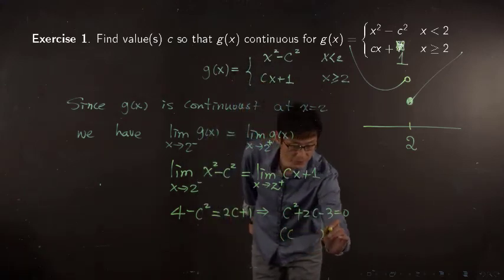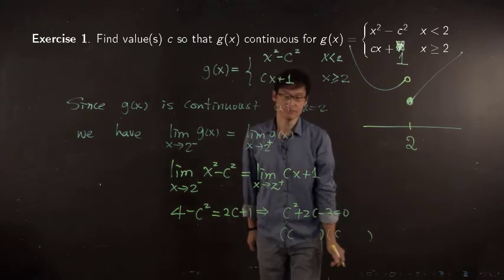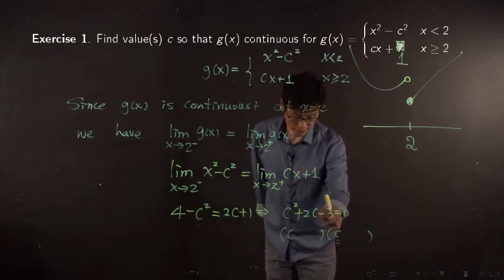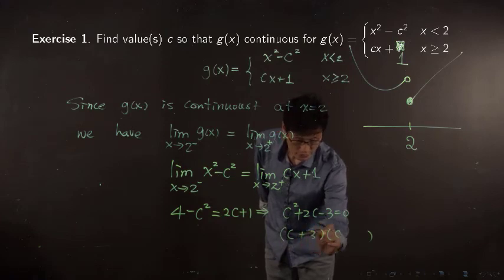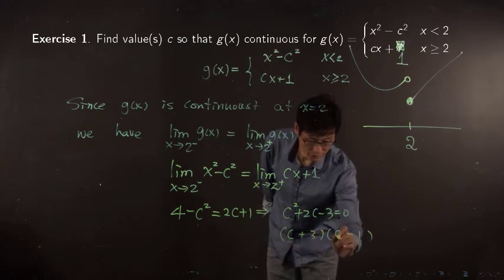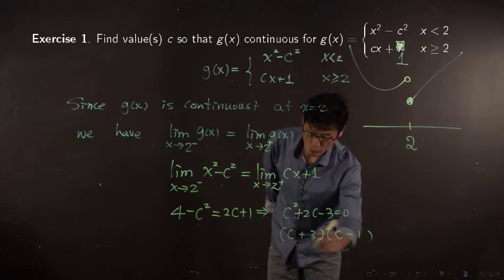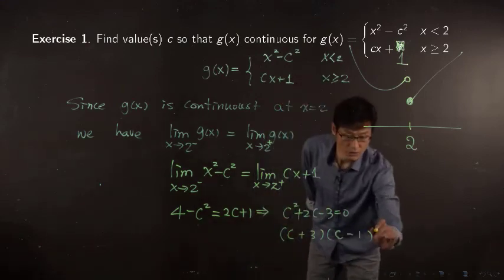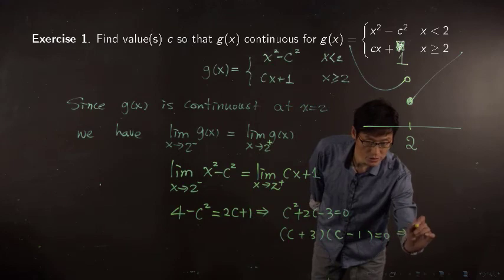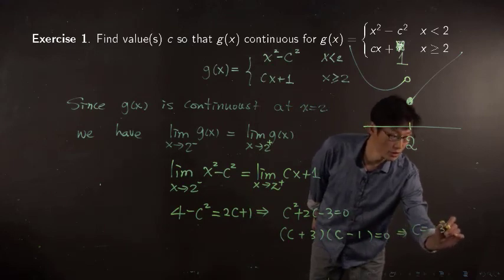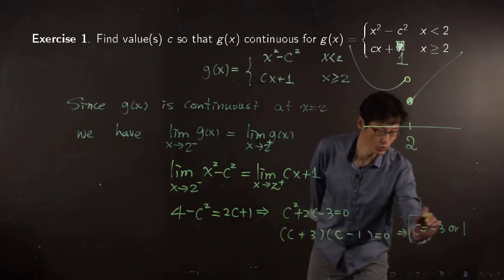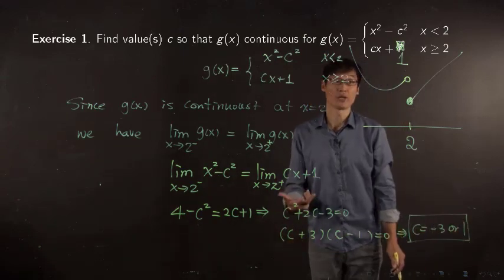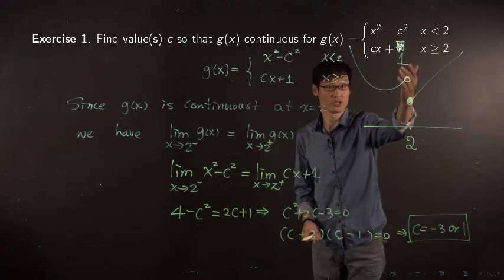To have negative 3, we can take plus 3 and minus 1, and the sum of those two is exactly 2. So c equals negative 3 or 1. So we have two values so that the function g is continuous.